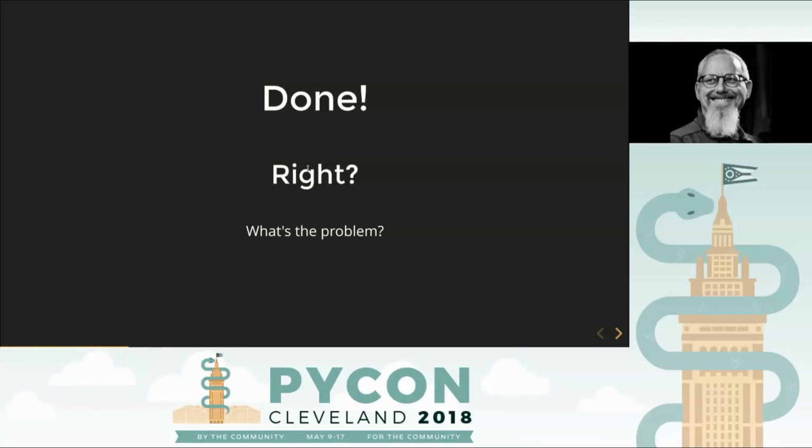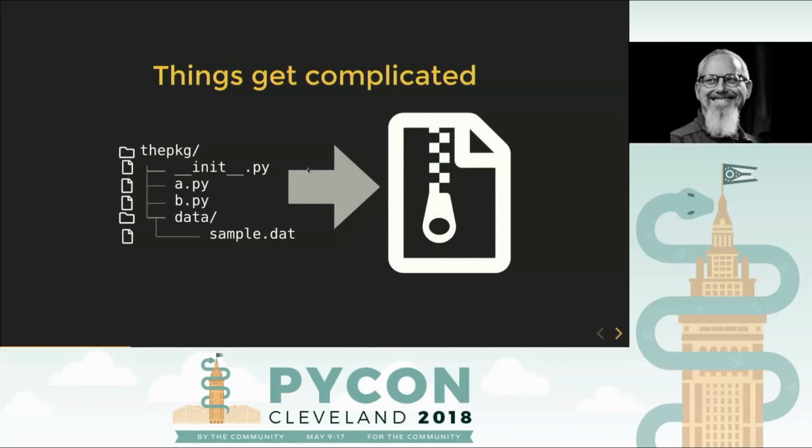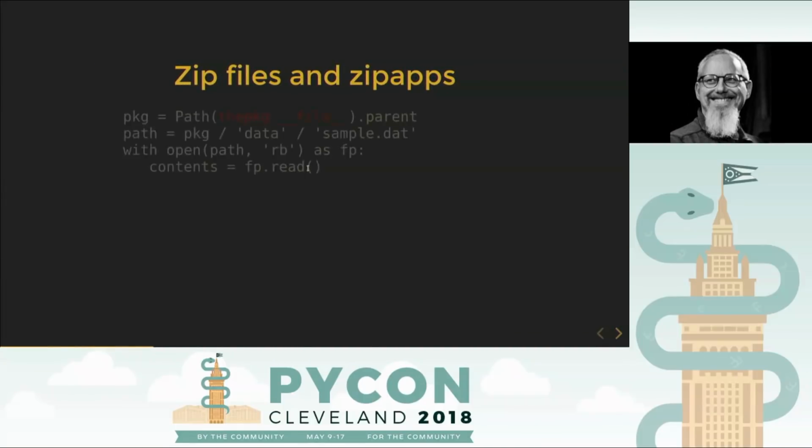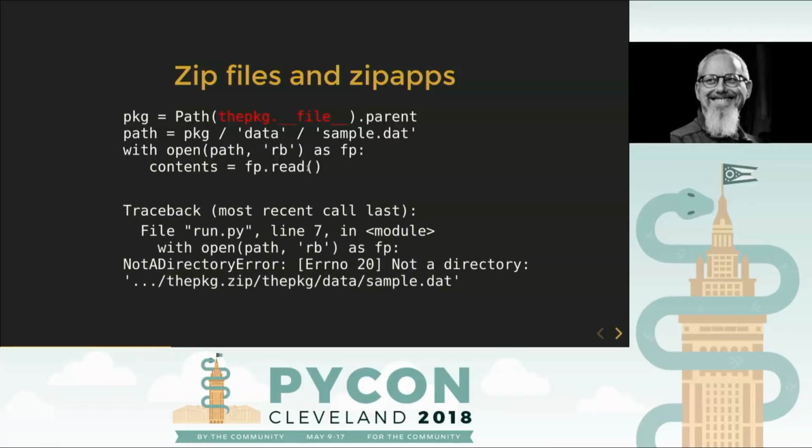Well, we're obviously not quite done. Because things get complicated when you take those files and you stick them in a zip file or another type of archive. And why is that a problem? Well, it's a problem because of this little red bit of code. Dunder file doesn't actually point to a real file system path in this case. So when you use this naive approach, you get an exception.